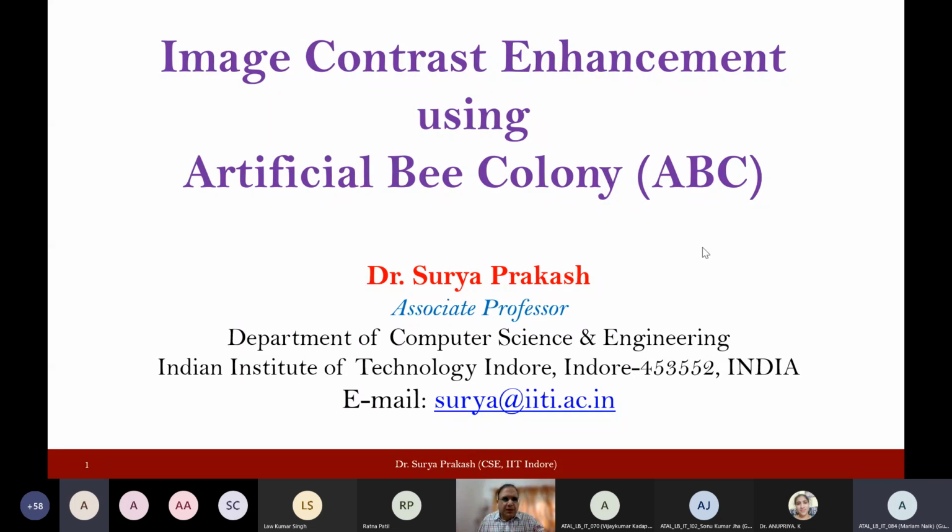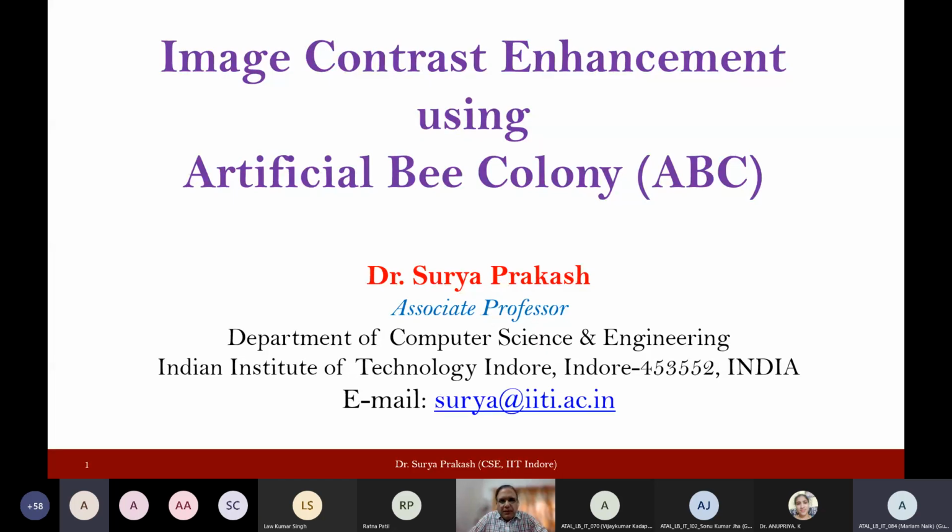So, good morning, participants. In today's talk, we will see how to enhance the contrast of images using a swarm optimization technique called artificial bee colony. Whenever we are dealing with biometric images, we have images of various kinds. Very good quality images, some might be of very bad quality. There are some factors which affect the quality of the images. We will see some of them here. But one of the factors that affect the quality of the image is the contrast.